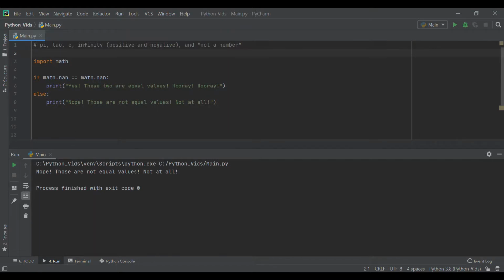All right, let's see this in action. Let's say that we have a variable called var, and it equals math.nan times 6. And when we print that out, what do you think is going to happen when we multiply something that's not a number times 6?